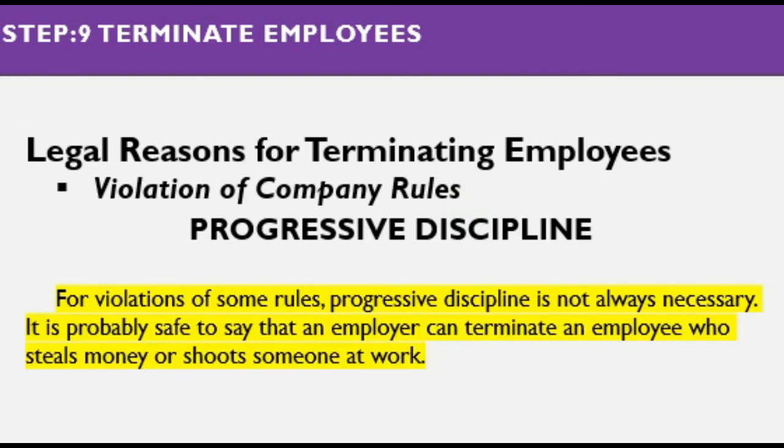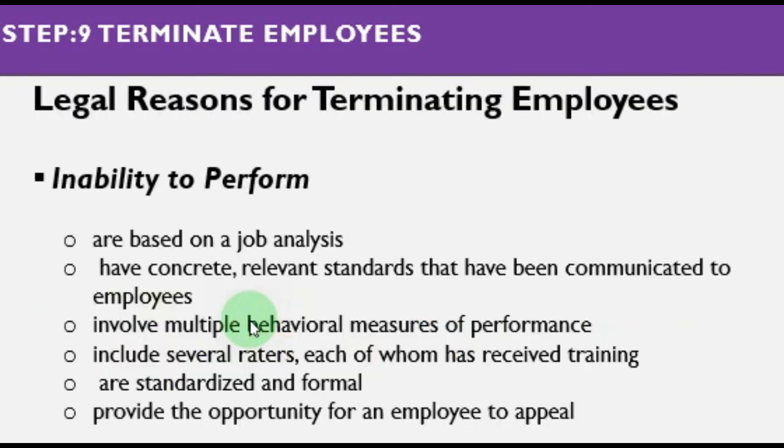For violation of some rules, progressive discipline is always necessary. It is probably safe to say that an employer can terminate an employee who steals money or shoots someone at work. Okay? Legal reason for terminating an employee. Okay? So, inability to perform. Based sa job, these are the legal reasons bakit kailangan natin tanggalin si employee.